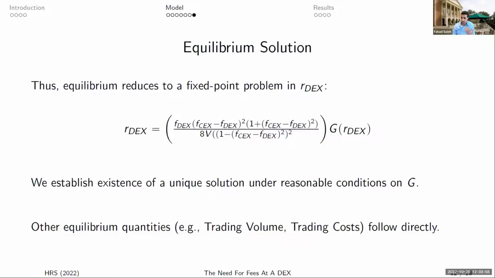Importantly, G is a cumulative distribution function. So it turns out if you think about it for long enough, you realize that not only do you get existence, but you get uniqueness under fairly reasonable conditions on the cumulative distribution function G. And so we demonstrate existence of a unique solution. I should say a unique non-trivial solution. We're not interested in the case that nobody invests in the DEX and price impacts are infinite, and that ends up being a sustaining trivial equilibrium. We're interested in cases where there is actually some activity at the DEX, and that we show is unique under reasonable conditions on G. But once you have the return on investment on the DEX, essentially everything else unfolds from there, all the interesting things like trading volume and trading costs. And so that's how we solve for the equilibrium.